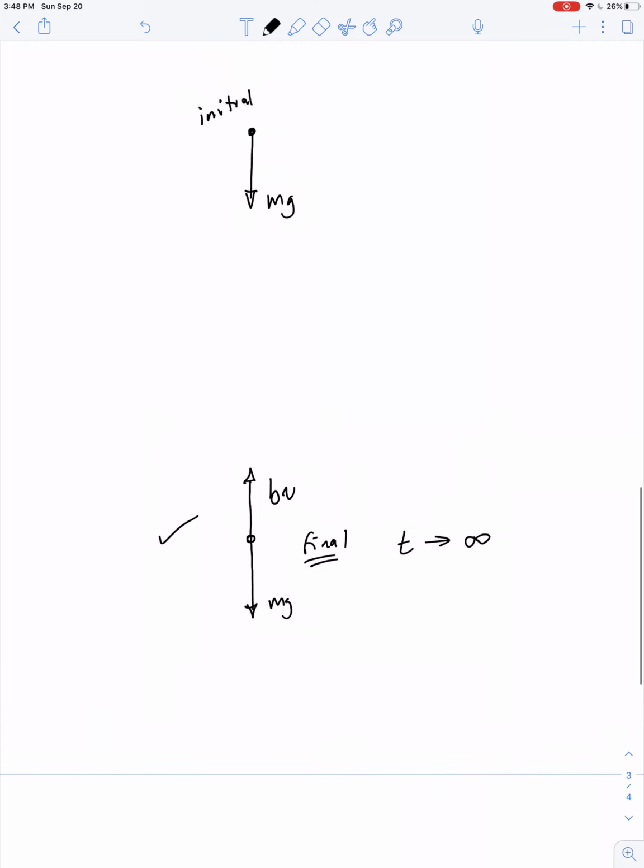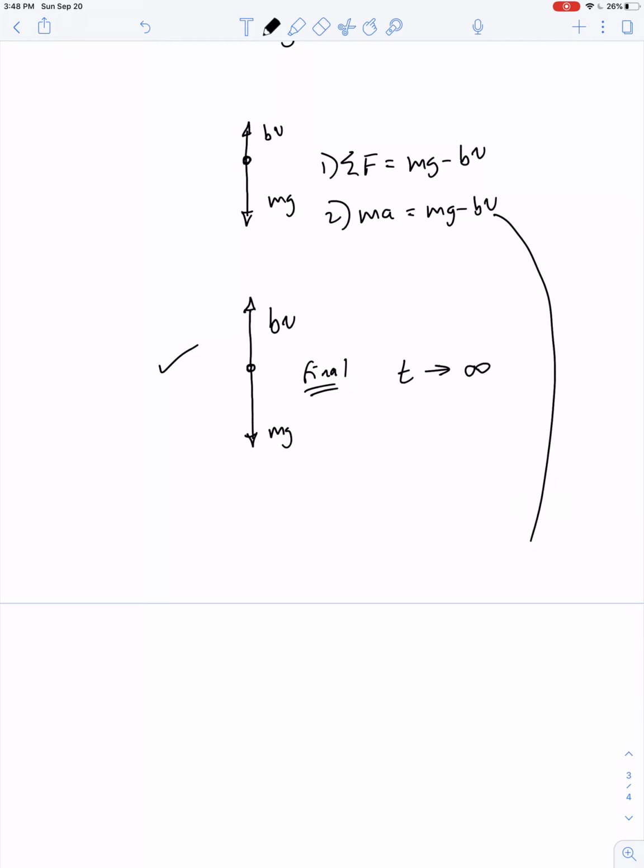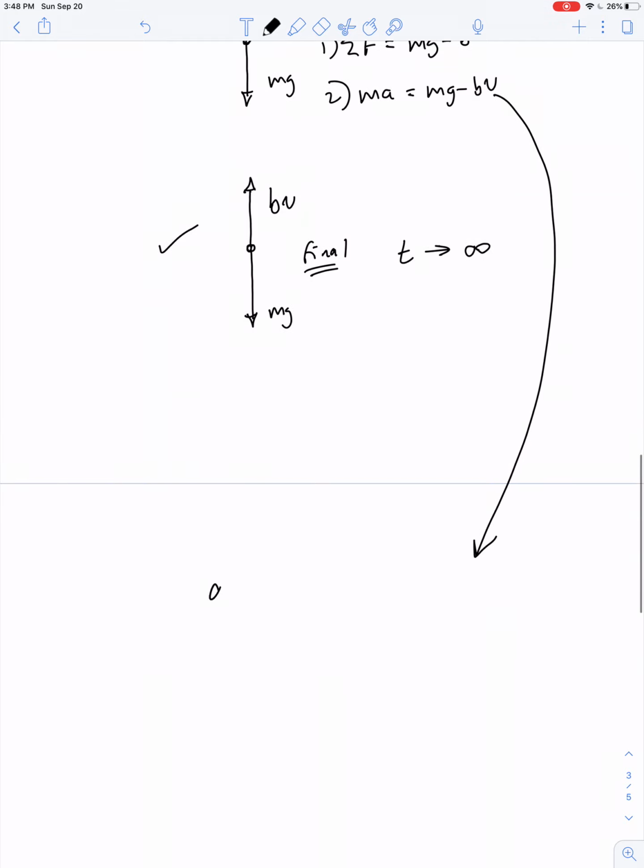So at any moment in time other than the initial value, the free body diagram would show a value of mg down and a smaller force of bv pointing up. So in that case, the net force is equal to mg minus bv. But we know we can substitute net force with ma. So ma equals mg minus bv. Well, let's see where we can go from here in order to try to determine what is the equation for velocity as a function of time.